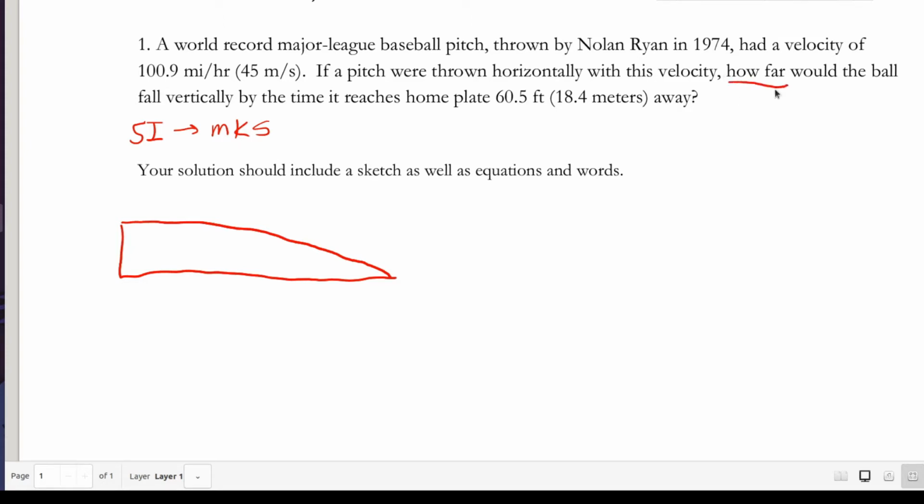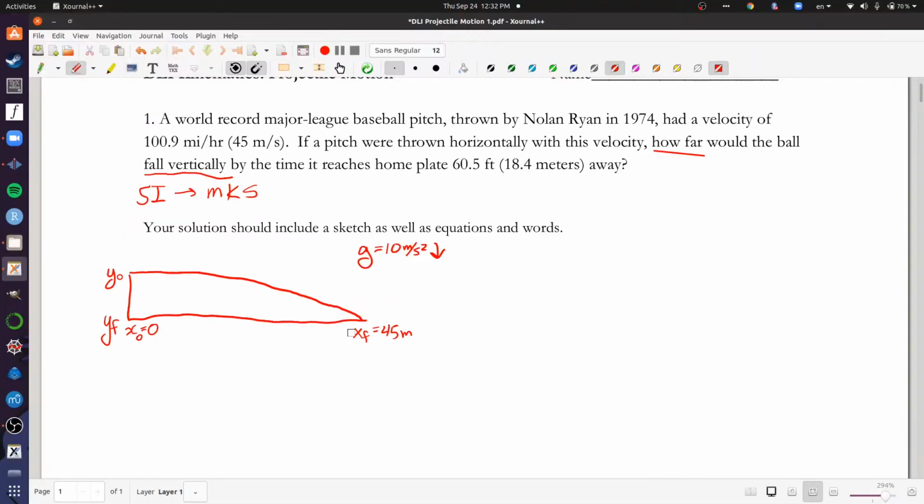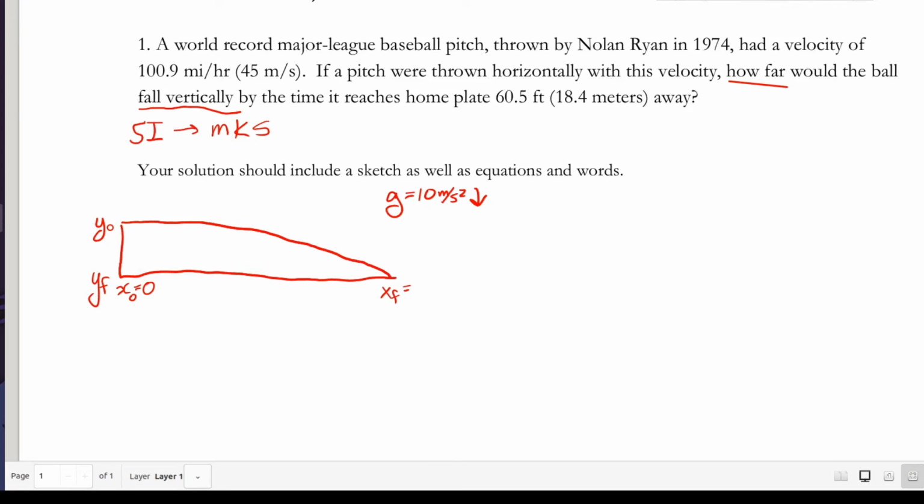I see the question words here. How far would the ball fall vertically? So we want to know the difference between the initial height and the final height. We are told how far the ball travels. It travels from, let's say, x0 equals 0, and x final is 18.4 meters, and the speed is 45 meters per second. We're going to use an acceleration due to gravity of 10 meters per second squared downward. So let's put our initial velocity here: it is horizontal, and it is 45 meters per second.